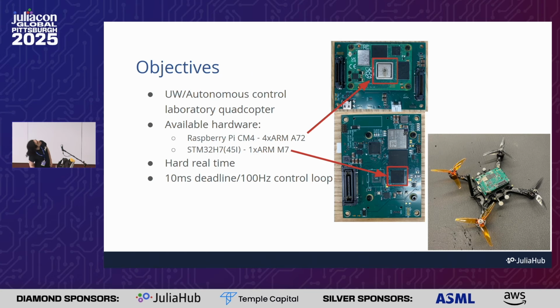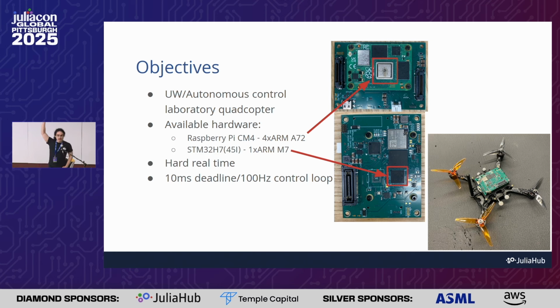Okay, so to quantify this a little bit for this specific talk, I'll be talking about flying the University of Washington Autonomous Control Laboratory quadcopter using Julia. There are two major processing devices available on this platform. One is a Raspberry Pi CM4. It has a quad-core application class processor like I mentioned earlier. It's running Raspberry, and I'll talk about this in more detail later. So this is acting as a higher level computing platform.